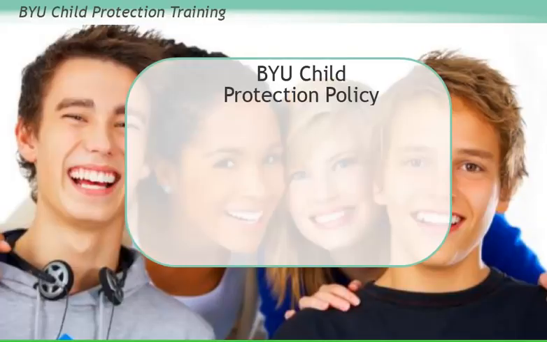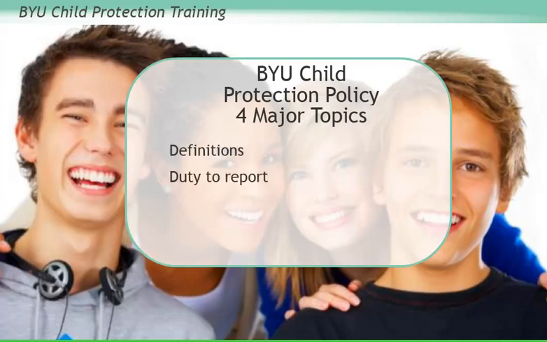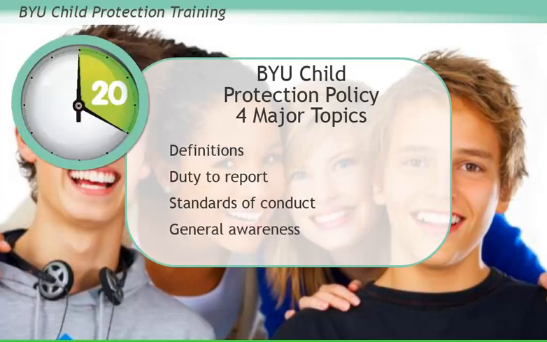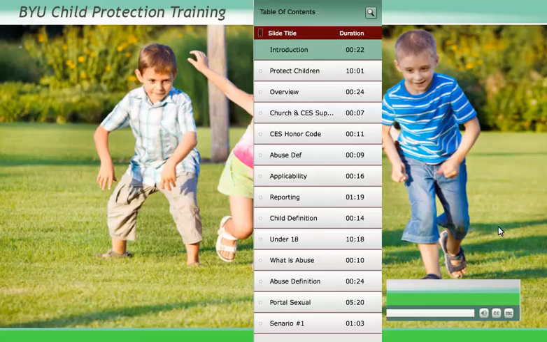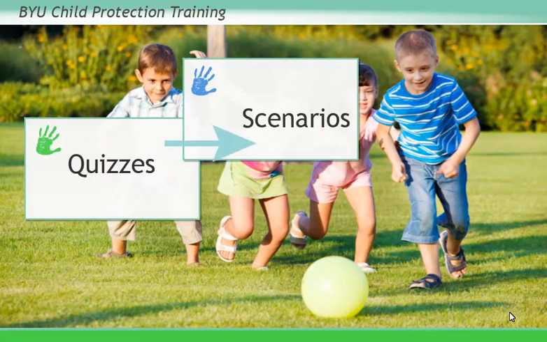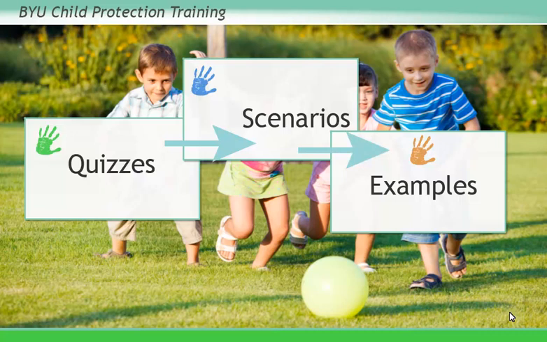This training will emphasize parts of the BYU Child Protection Policy and includes 4 major topics: definitions, duty to report, standards of conduct, and general awareness. This training will take approximately 20 minutes. If at any time you wish to review a topic, select the Table of Contents TOC button on the bottom play bar. Quizzes, scenarios, and examples will help you learn your responsibilities. Please be prepared to answer the questions that will be asked in these sections.